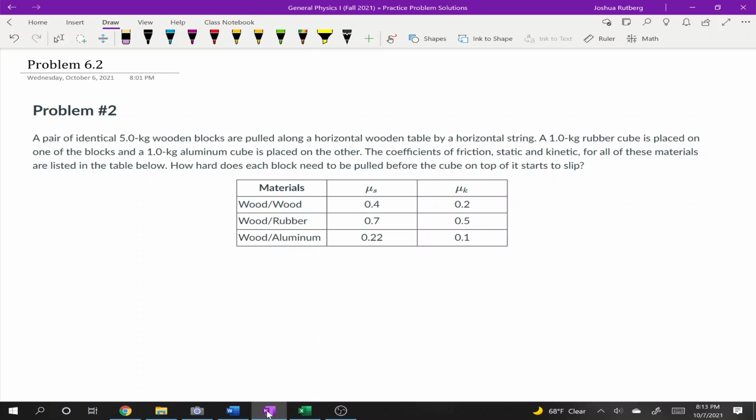Today we're going to look at practice problem 2 from week 6. This one focuses on friction. So as always, let's start by reading the problem.